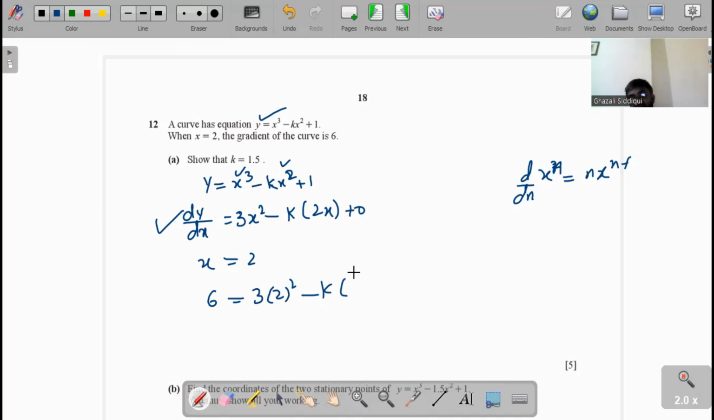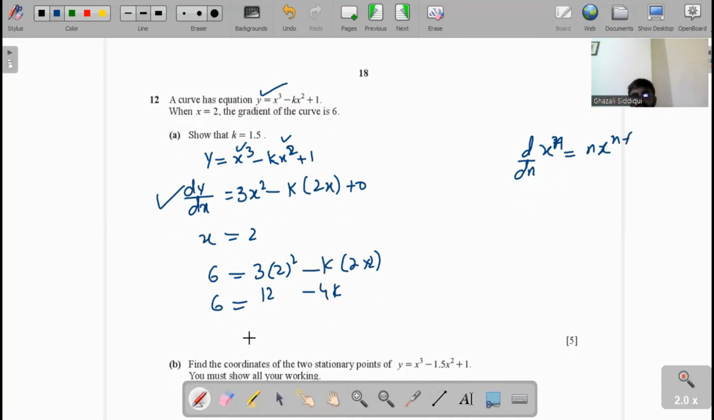Now the value of x is 2. Now put this value in this equation. We get 3 times 4 is 12, so 12 minus 4k equals 6, and that value becomes 4k equal to 12 minus 6 is 6, and k will be equal to 6 over 4, and that is equal to 3 over 2, which is 1.5. The value of k is 1.5, we have shown that.